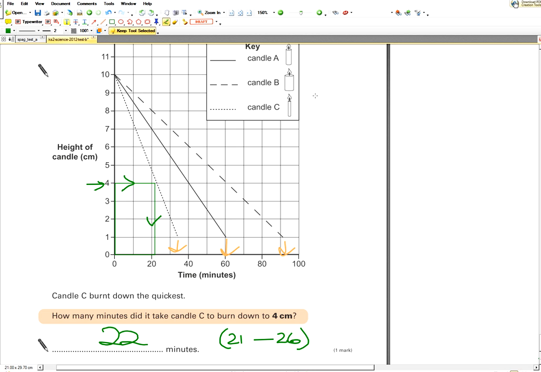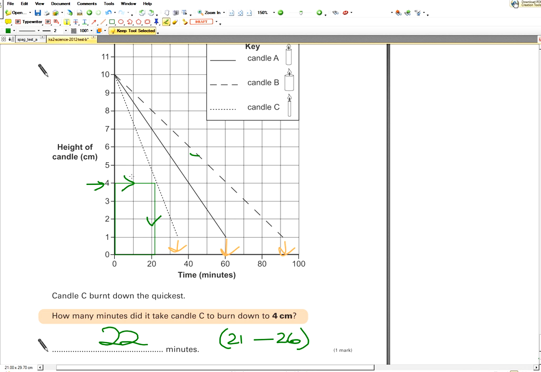Don't forget this first line here. This was the thickest candle. This was the thinner candle. That was the thinnest candle. Now we're going to have one even thinner than that. So where will that line be? Will it be steeper or more shallow? I want you to think and do it first before I put my answer on there. Everybody have a go.